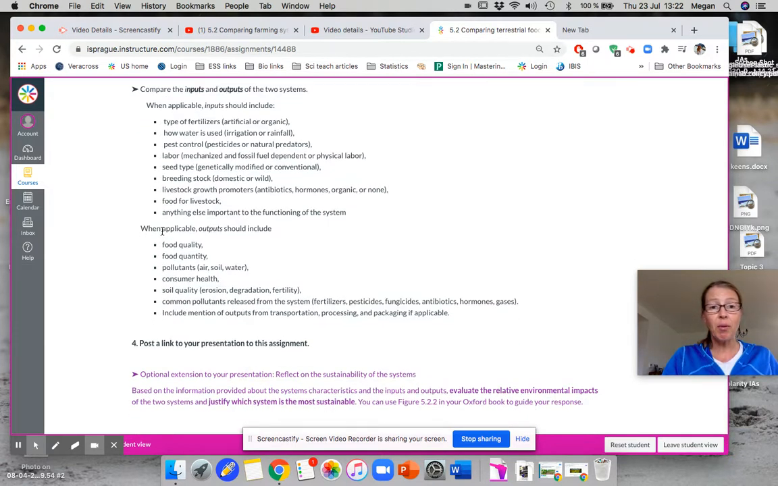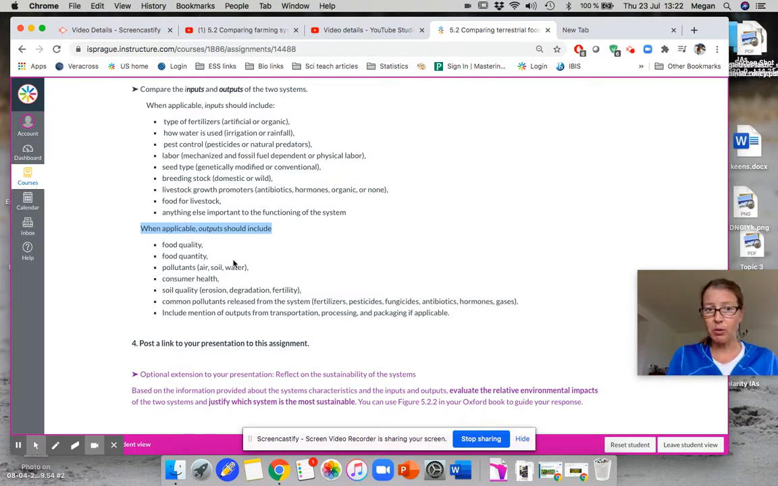And then the outputs, again, only what's applicable. The food quality: how good is the food that you're getting? Is it low quality, low calorie food, or is it high calorie, rich, with lots of vitamins? How much are you getting? Are you getting a lot of food or not very much food for all the labor you're putting in?